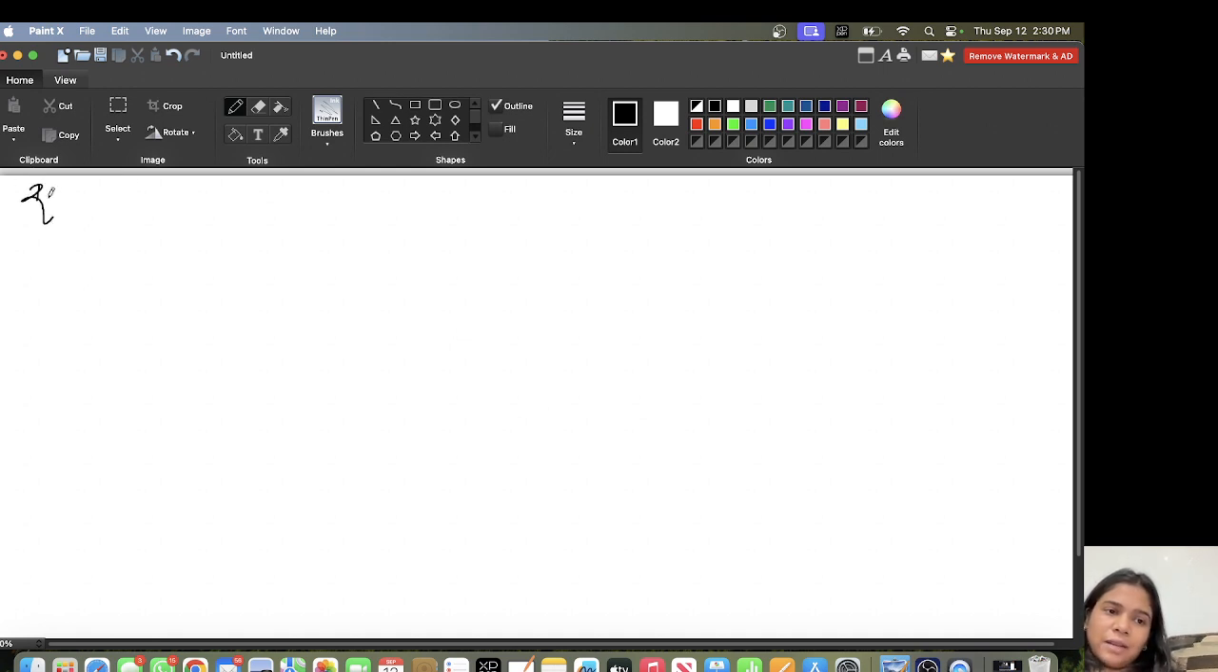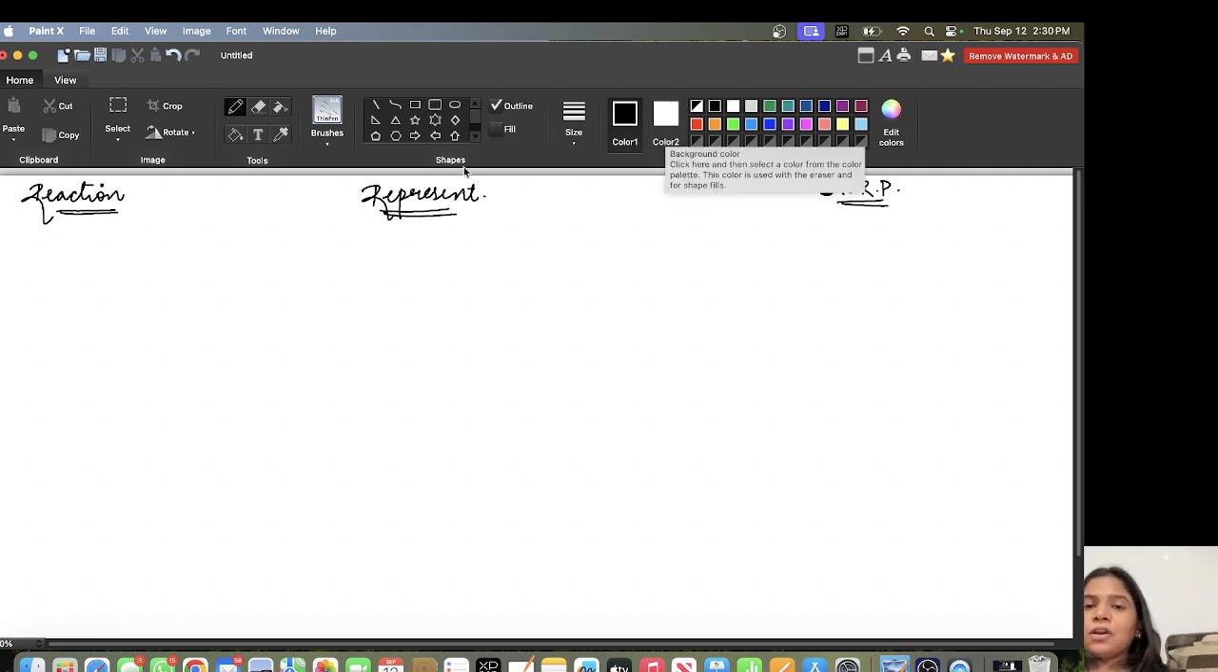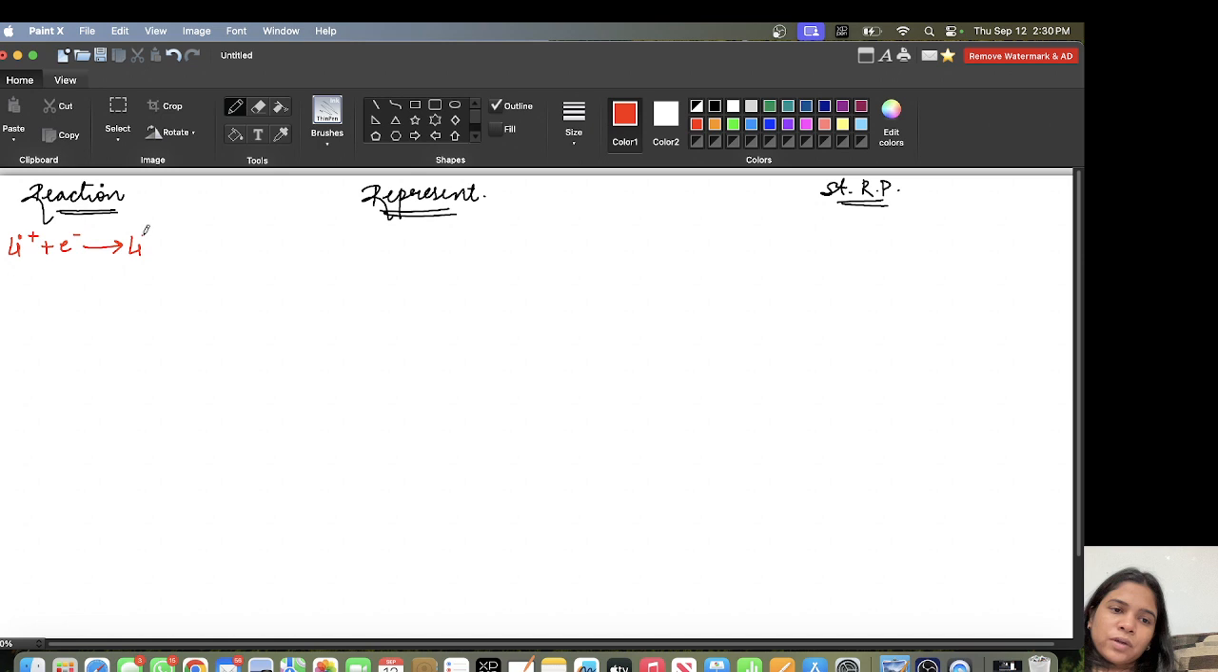See, I'll be writing my reaction here, my representation here, and your standard reduction potential here, SRP. Standard reduction potential. What is reduction? Reduction is gaining of electrons, right? Oxidation is loss, reduction is gain of electrons. So let my first element be lithium. So lithium will accept an electron to give you Li.